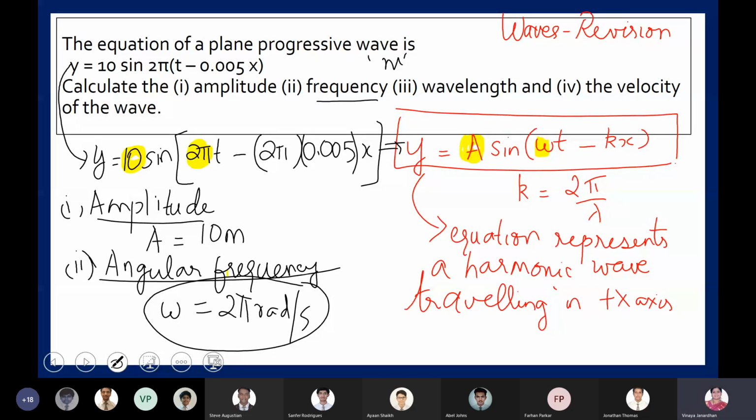Ma'am, in the question, does frequency mean both angular and linear frequency? Generally frequency is linear frequency. If they specify angular frequency, then you have to write omega. If it is linear frequency, you have to find nu, and for that you need omega. So if they ask for frequency, it is always linear frequency. First write what is angular frequency. From angular frequency, we'll go for the linear one. Once you have copied angular frequency, then we'll go for linear frequency.